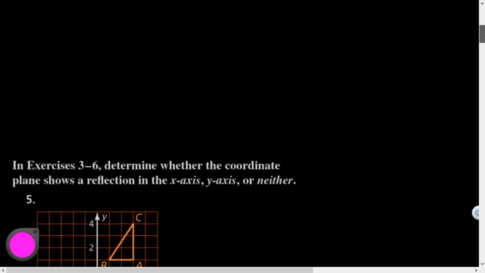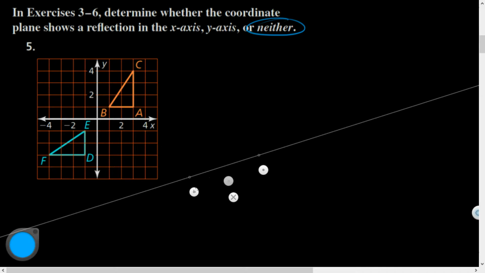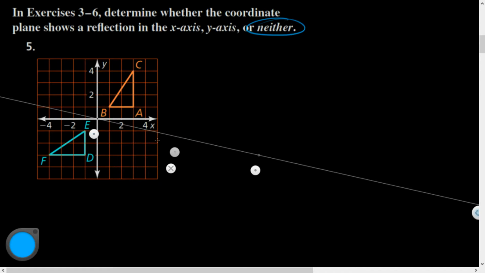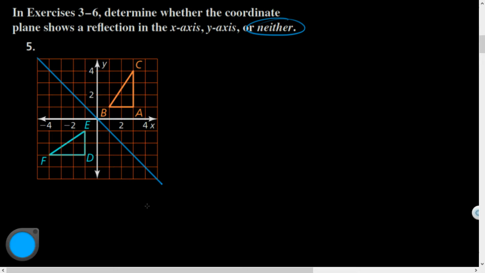So, determine whether the coordinate plane shows a reflection in the x-axis, y-axis, or neither. Well, based on those options, I think it's neither. Is there a reflection that could describe this? That is actually true. More typically, it'd be called y equals negative x. But yeah, it looks like it's reflected there.